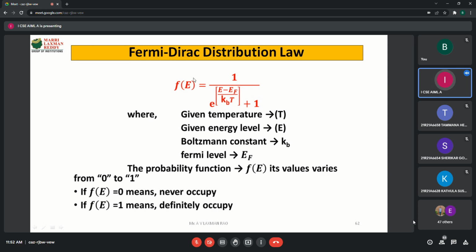If you want to know at a given energy level, this is the given energy level. EF is nothing but the Fermi energy value. Kb is the Boltzmann constant, and T is the absolute temperature, plus 1. This equation is very important. In the long answer questions, as I told you, this question has been repeated a number of times.